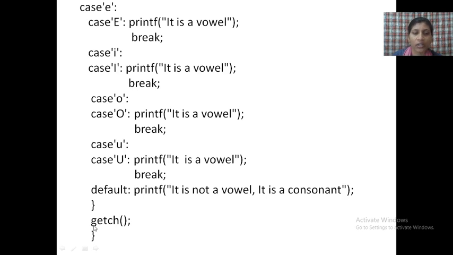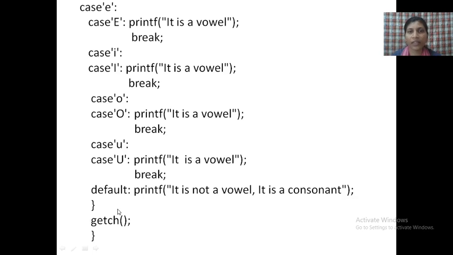Getch, see here, why I have written getch here. If you want to hold the output screen: if you have not written getch in your program, it will compile and your program will run, but suddenly the output screen comes and goes out. You will not see the output. Your output screen will not hold. If you want to hold the output screen and see the output, write getch. That is the use of getch here. Okay, getch, and close the program.